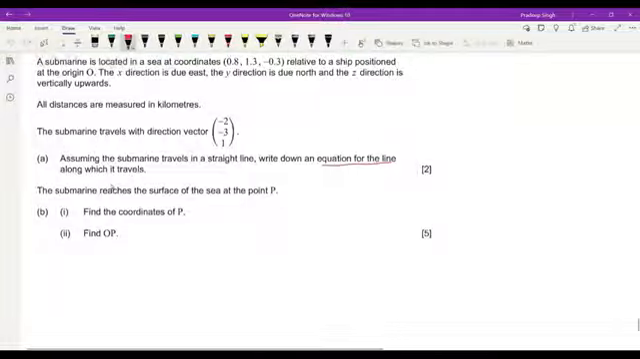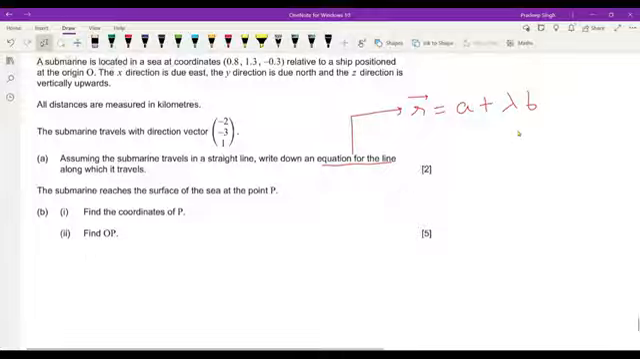So for the equation of the line, let's write down the basic equation. The general equation for a line in vector form is r is equal to a plus lambda b, where r stands for the position vector of any random point lying on the line. A stands for the position vector of the initial position. So in this case, that will be 0.8, 1.3, -0.3. Lambda is a variable parameter. B is the direction vector, which in the question they have given as -2, -3, and 1.